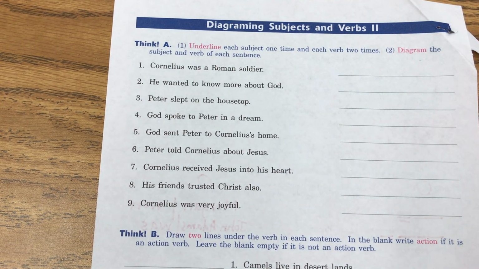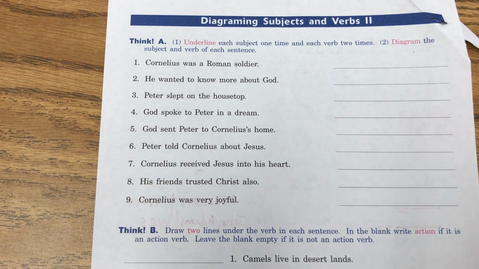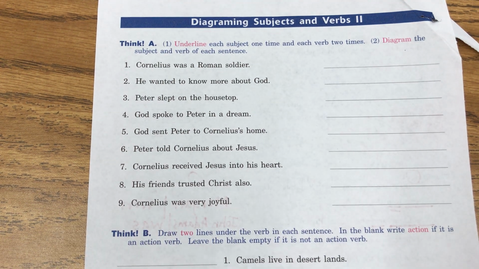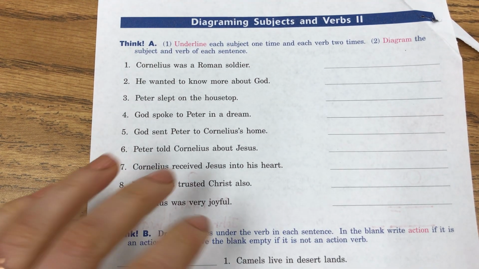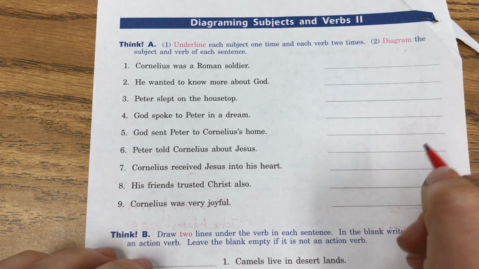Continuing to practice our diagramming. Remember, a diagram is just another way to organize information. And so when we organize information in language, we set it up with this straight bar, and then we separate the subject and the verb.